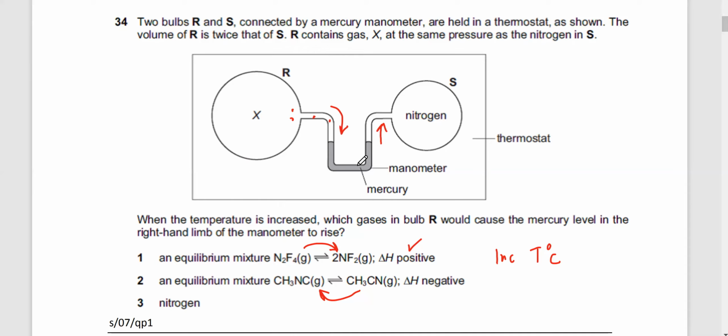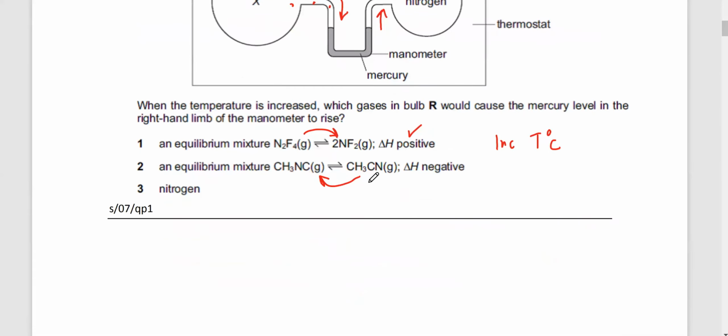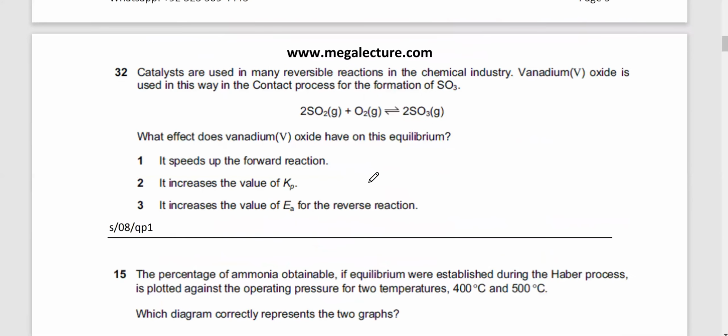Why can't the nitrogen get less over here? Like, why would it get less if you're increasing temperature? Oh, yeah, good point. You're not physically removing the gas, right? And it's not changing into anything. There is no equilibrium. Okay, so next is this one.